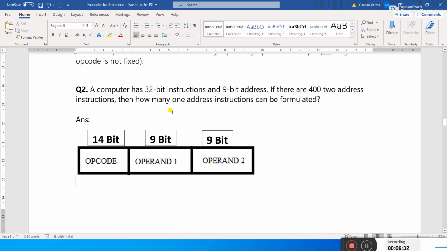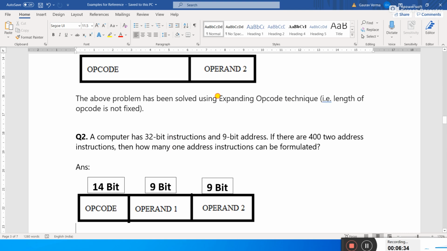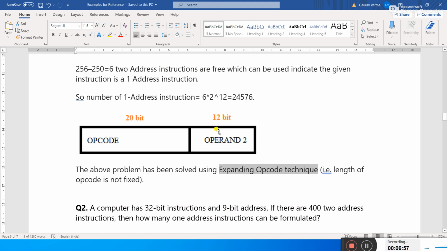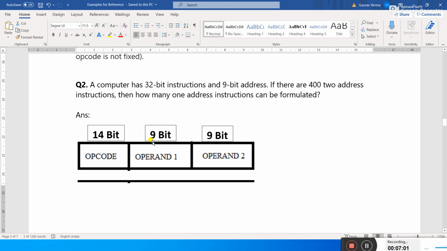In this case we are using the expanding opcode technique. It means as my number of operands comes to a smaller value, then the opcode number of bits will be higher. For example, in the last case it was 8-bit, and now because the 12-bit address is there, my opcode is 20-bit.